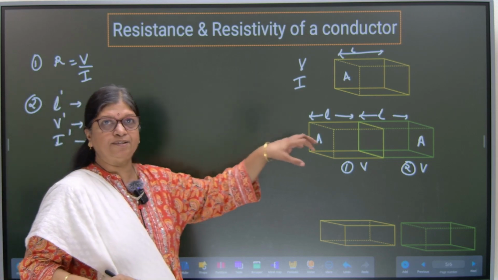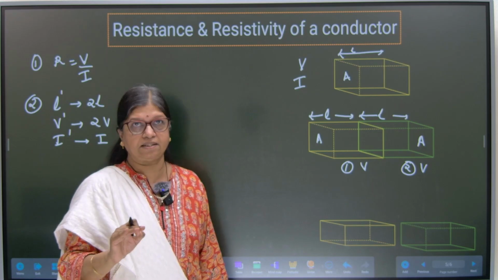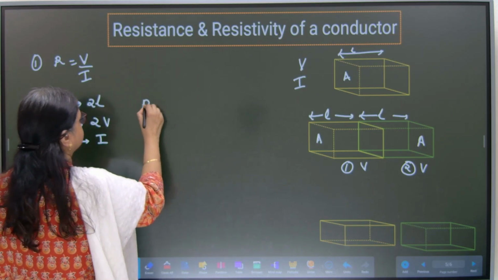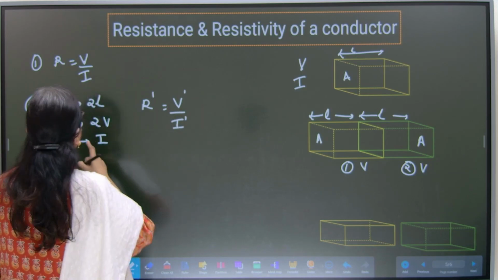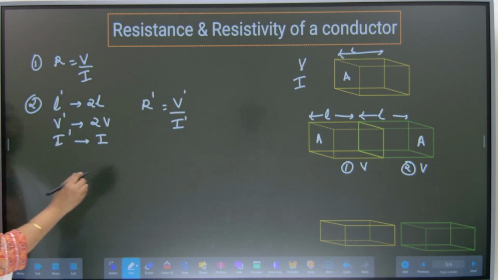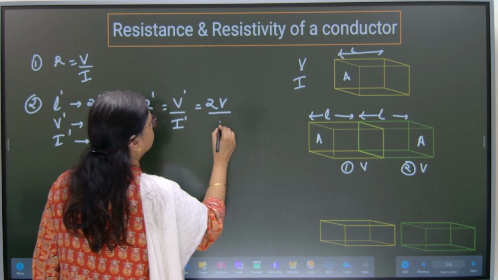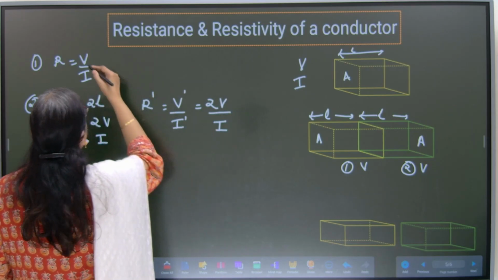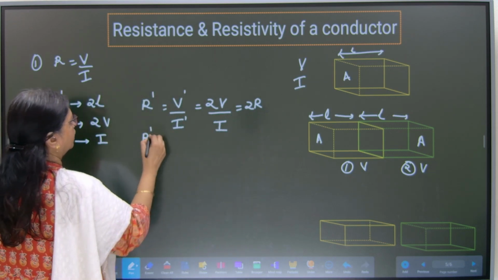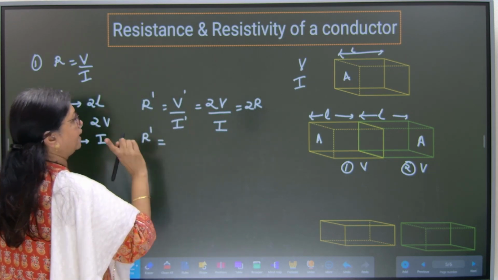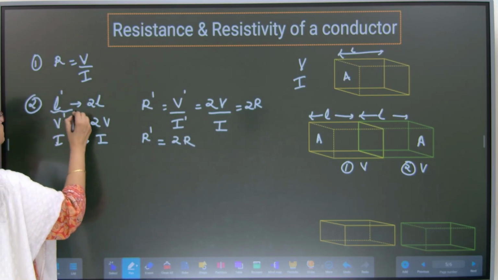Now, for this new arrangement, let us find out the resistance. That is R dash is equal to V dash upon I dash. What is V dash here? 2V. What is I dash here? I. But V upon I is R. So we get 2R. So our result is the resistance in this arrangement is doubled when the length is doubled.